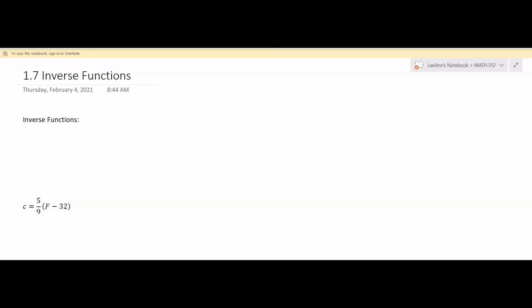So this section is about inverse functions. When we have a function, it can also have an inverse. Not all functions have inverses, but we're going to talk a little bit about what that all means. The main idea for inverse functions is you have something, you're doing something, and then you're going to undo it.